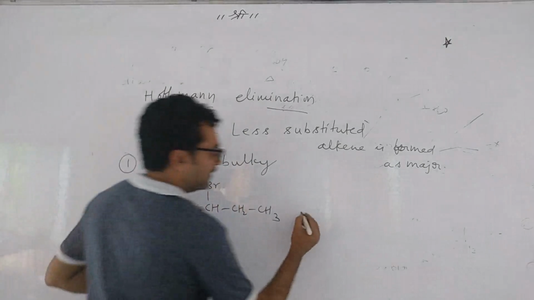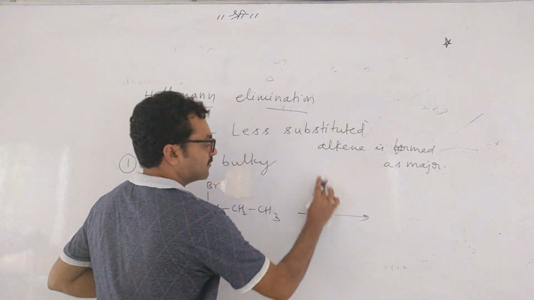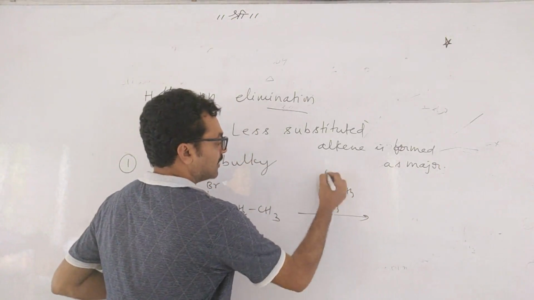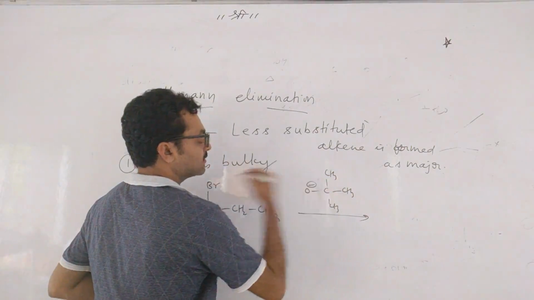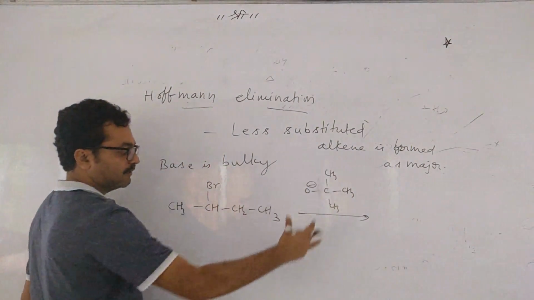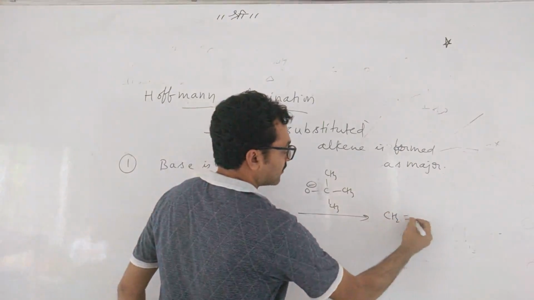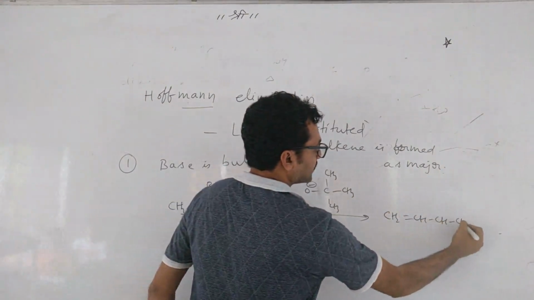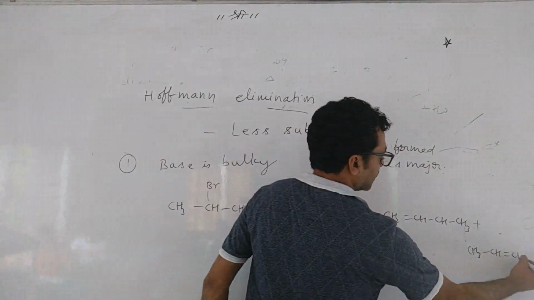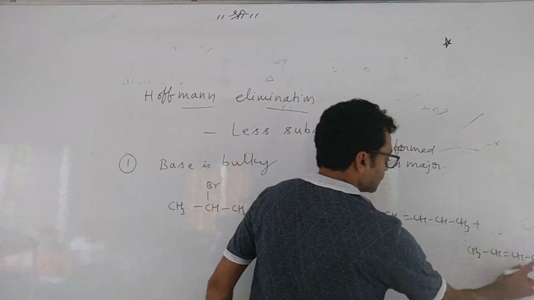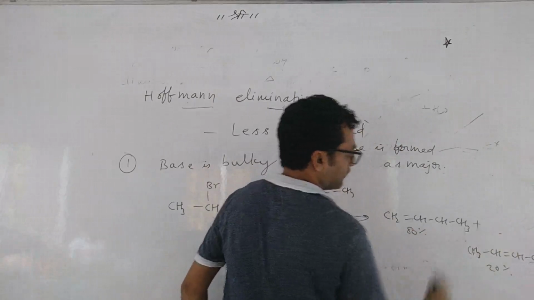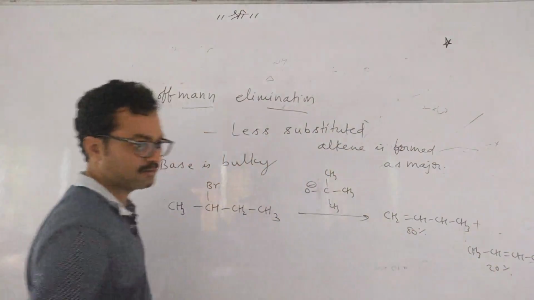Okay. But if the base is like this, tertiary butoxide, means you take butyl alcohol and then you add O minus. Tertiary butoxide. This is a bulky base, big base. That time you will get 1-butene as the major one, children, and 2-butene is the minor one. Even though 2-butene has more substitution and is more stable, this will be 80%, this will be 20%. This is minor, this is major.